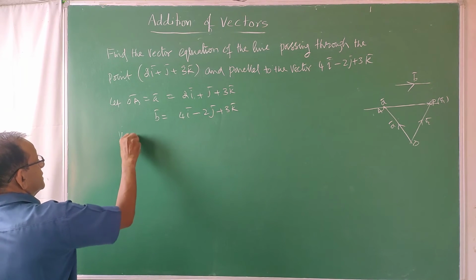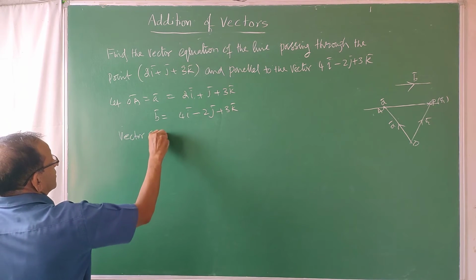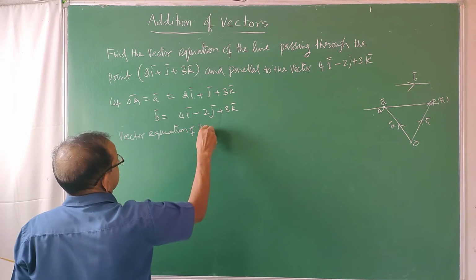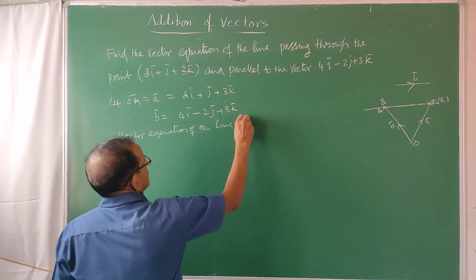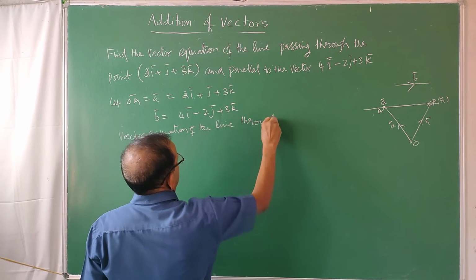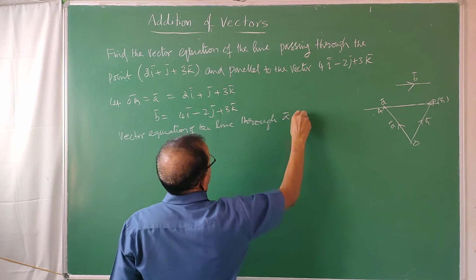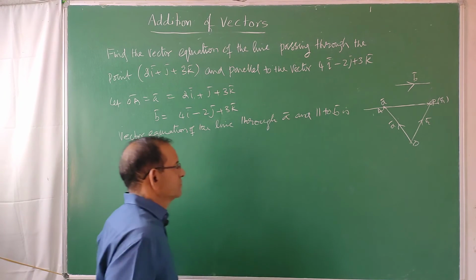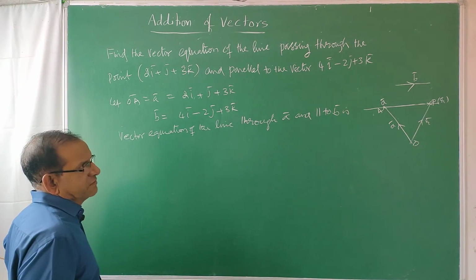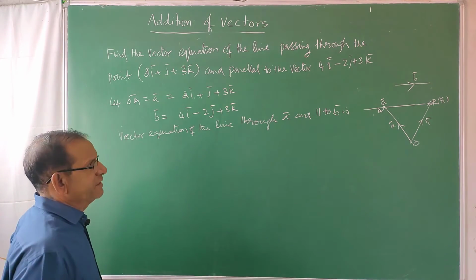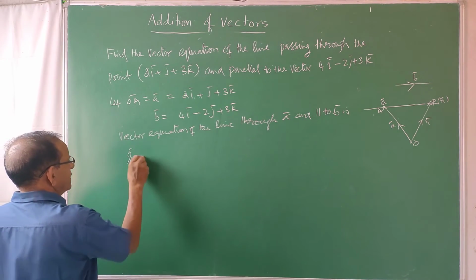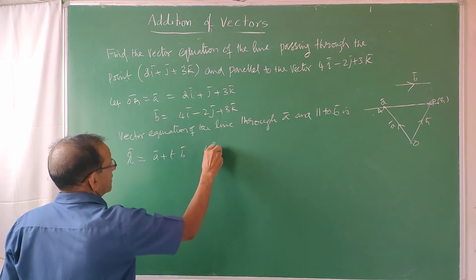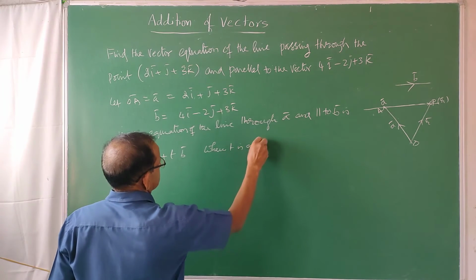Vector equation of the line through a bar and parallel to b bar is r bar minus a bar is equal to t b bar. We already derived it. r bar is equal to a bar plus t into b bar, where t is a scalar.